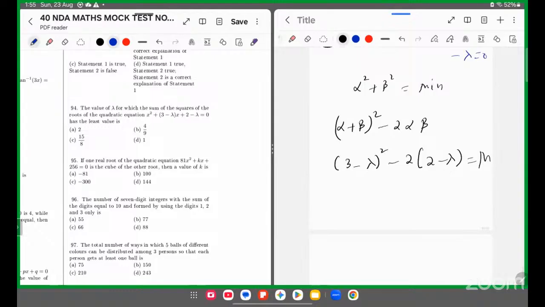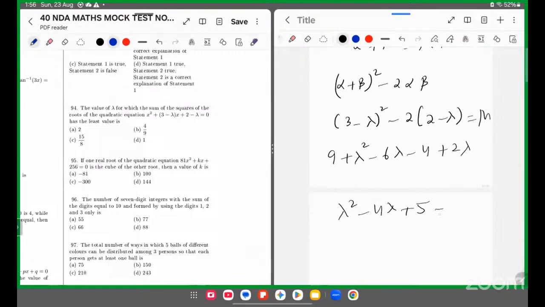तो ये कितना आएगा अपने पास, 9, 3 का स्क्वायर 9 + λ² और क्या आएगा माइनस 6λ. ये कितना आएगा, −4 + 2λ. तो फाइनल आंसर, λ² − 6λ + 2λ, तो आएगा −4λ और आएगा +5. फाइनल जो अपने पास ये बचा, ये कितना आया, λ² − 4λ + 5. इसको हमें करना है मिनिमाइज.